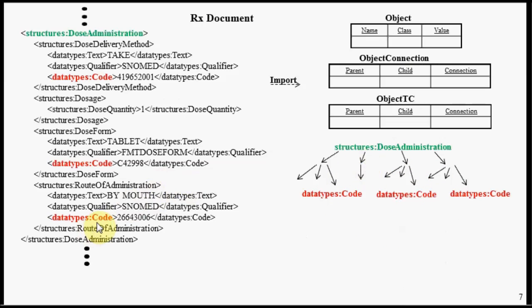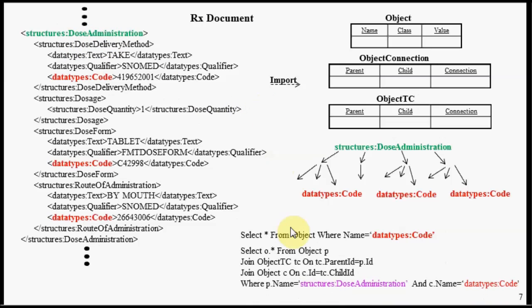So let's say you want to pull out all of the tags in your XML document, the code tags. I can write a select statement here on the soft schema tables as follows. Select star from the object table where name equal code. Let's say I only want to pull out the code tags within the context of this dose administration parent here. I can write a select statement as follows here. Notice I'm using the transitive closure table here, basically saying starting from this node here, find all of the code attributes underneath here, and that's what this select statement represents.